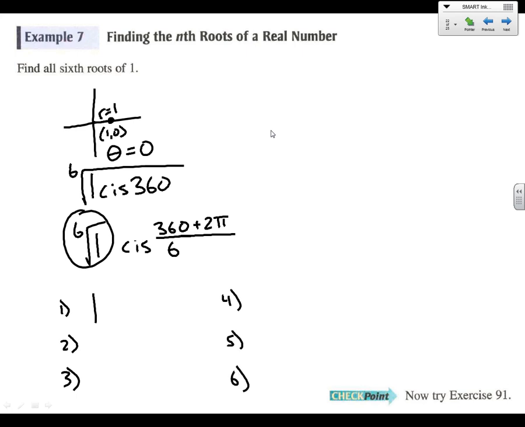We're going to find all the roots. All the roots are going to have the same R out front. We're going to start by going 360 divided by 6, and that's 60. So CIS of 60. All of these get 60s on them.